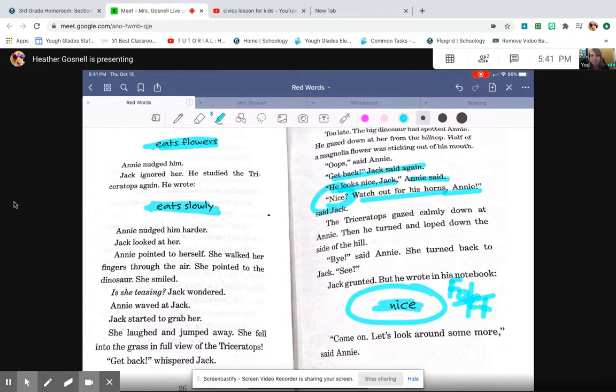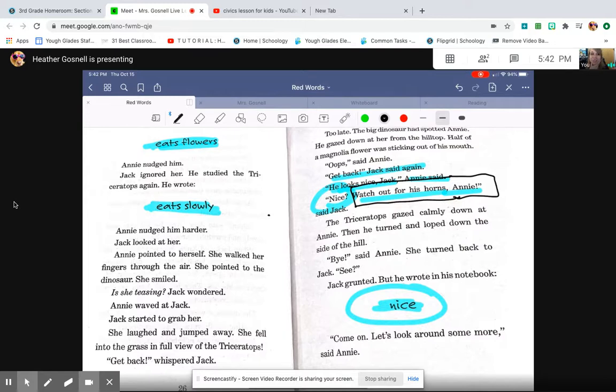Now, the Triceratops did walk away. But is that enough information to prove that he's nice? I think that's not enough information to prove that he's nice. And what are his horns for? Maybe that's something that Jack should research. If I was Jack, I would really want an answer to this question. "What about his horns, Annie?" he said. "Watch out for his horns." I think Jack's a little concerned about his horns.